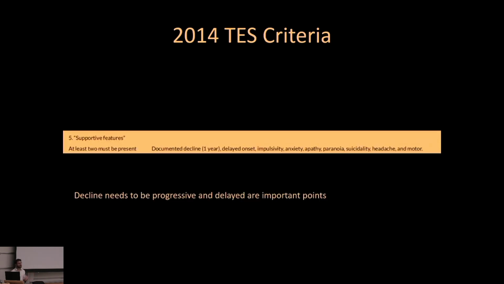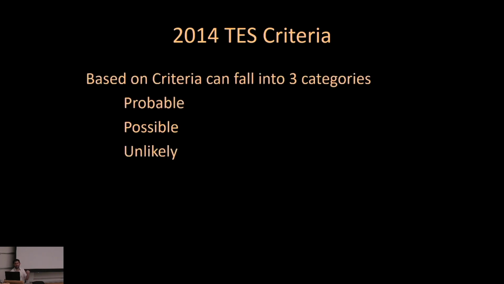Now, the last thing is supportive features. This is a bit more ambiguous because there's a little bit of wiggle room on what can be called a feature here. And you need to have two of several features. Got to have documented decline, so you need to get worse. This isn't something that stays at baseline the whole time. It has to get worse over time. Then you need to have either delayed onset, or impulsivity, apathy, anxiety, paranoia. So this one gets a little bit tougher. There are a couple things, but you have to have two of these supportive features. And if you have 1, 2, 3, 4, 5, all of these, then you can get a TES diagnosis. And based on what the clinician feels, how you did on those scores, they could diagnose you with either probable, possible, or unlikely.